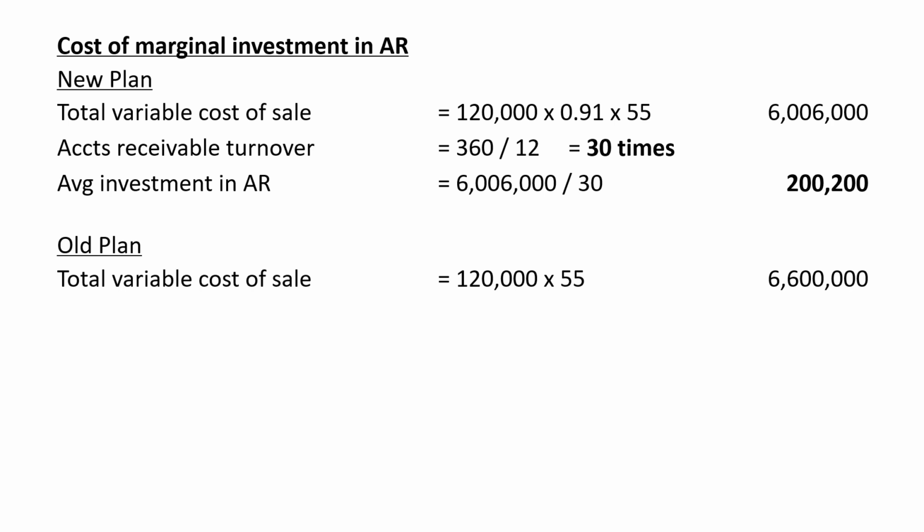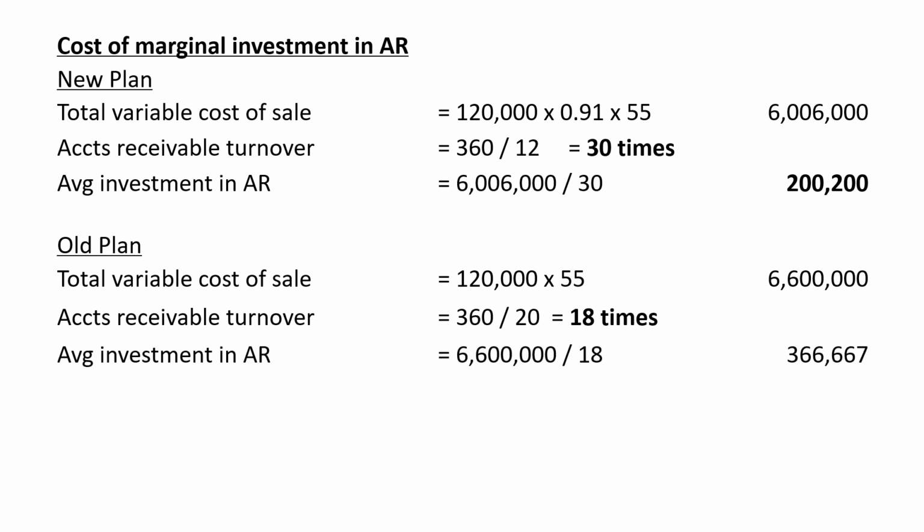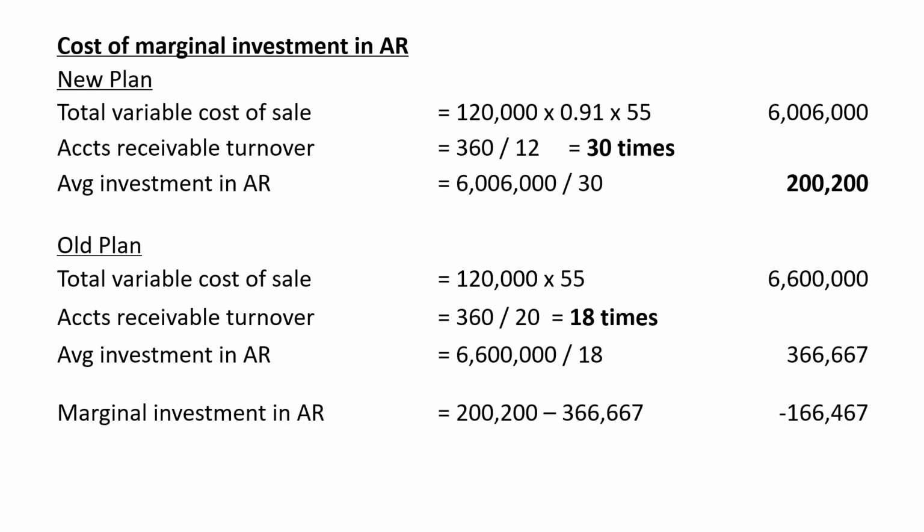The old plan, apply the same principle. Total variable cost of sales equals 120k times 55 gives you 6.6 mil. Accounts receivable turnover equals 360 divided by 20 equals 18 times. Average investment in AR equals 6.6 million divided by 18 gives you 366,667. Marginal investment in AR equals 200.2k minus 366,667. It gives you a negative 166,467.